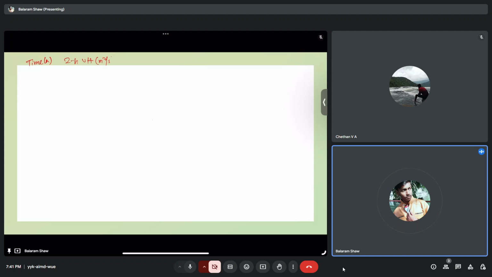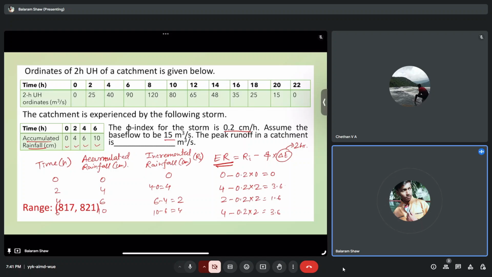Okay, so we need to calculate what? We need to calculate the direct runoff hydrograph for different rainfall, effective rainfall, that is 3.6, 1.6 and 3.6. Okay, so I'll write this 0 to 22.